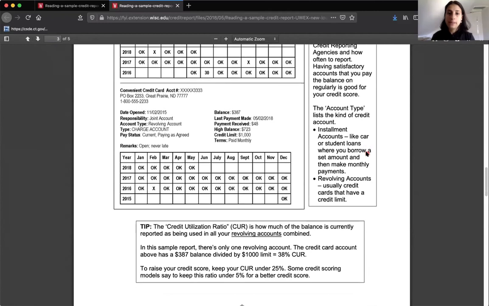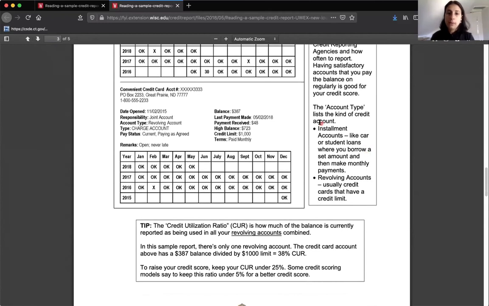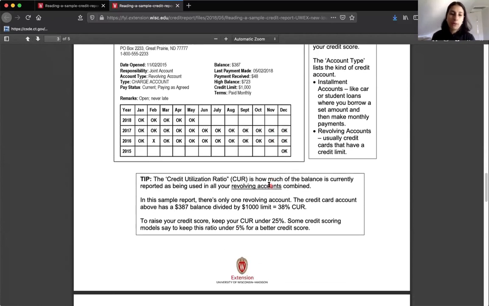The account type lists the kind of credit account. Installment accounts, like car or student loans, are where you borrow a set amount and make monthly payments. Revolving accounts, which are usually credit cards, have a credit limit. So those are two kinds of accounts that you want to be familiar with as well.